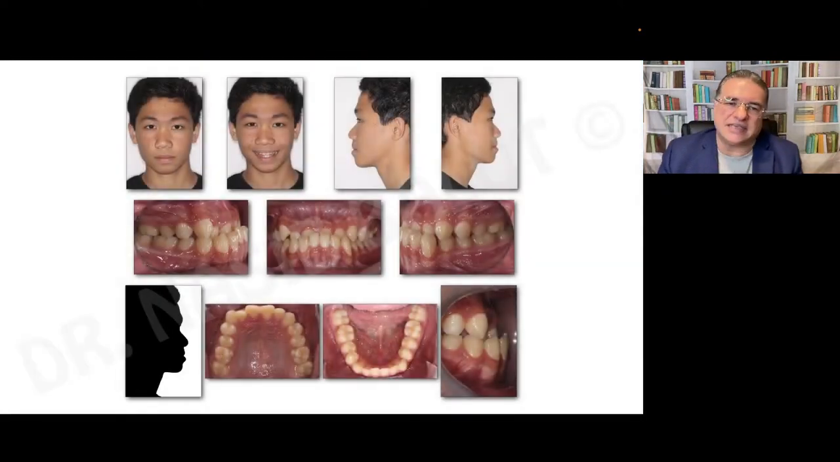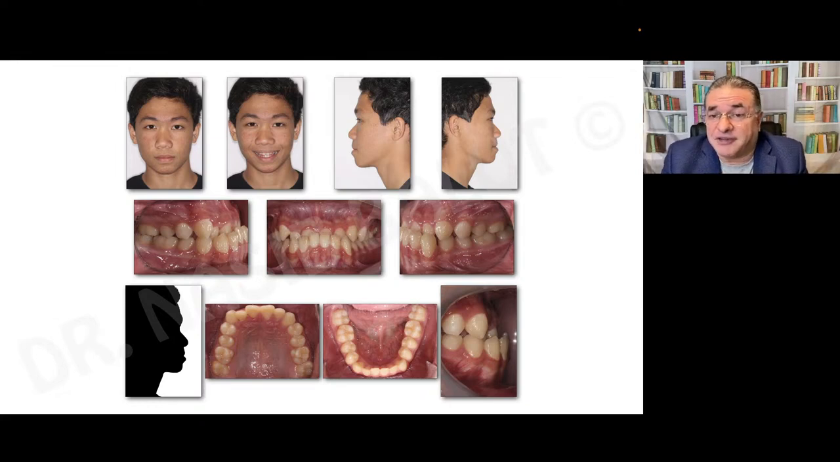So let's see this case. This is a patient with a severe class 3, as you can see. Obviously, in these cases, my first choice always will be surgery. Why? Because I think we will have a much better change in the profile of the patient.